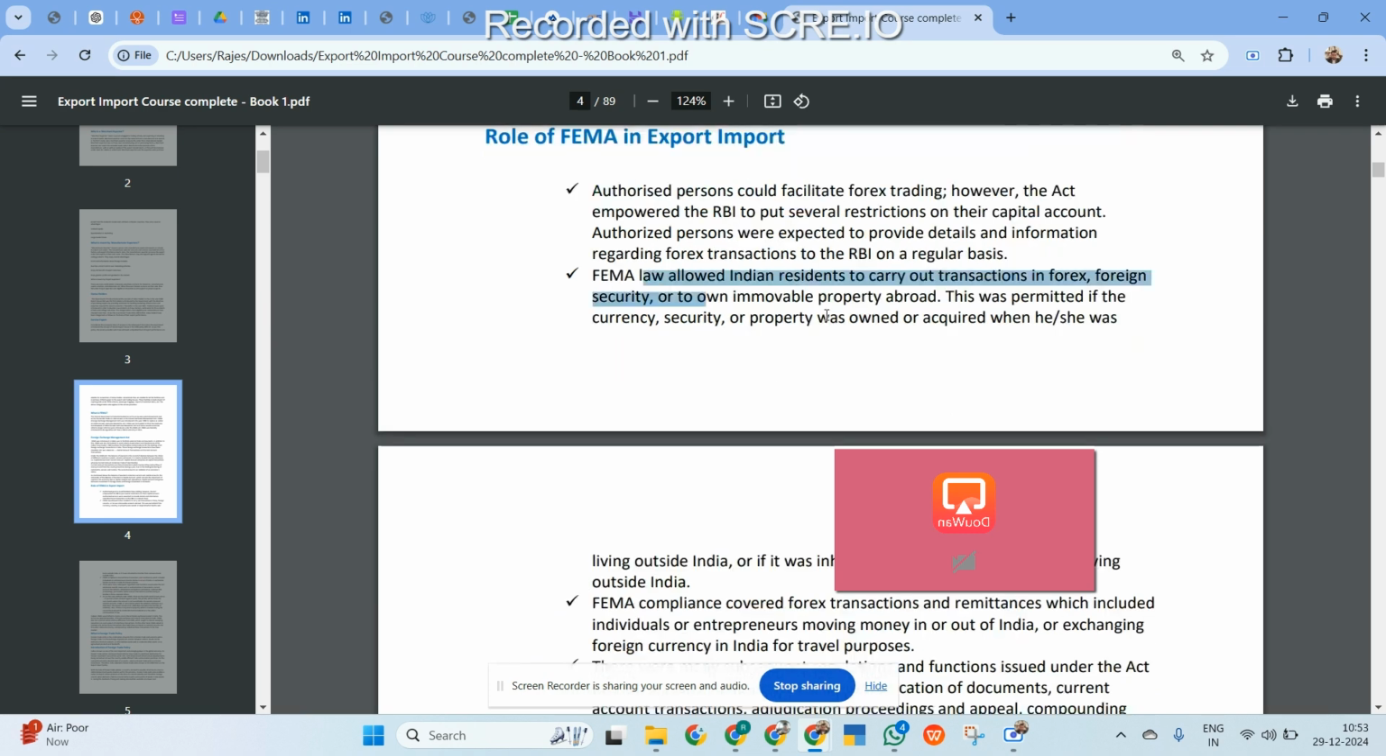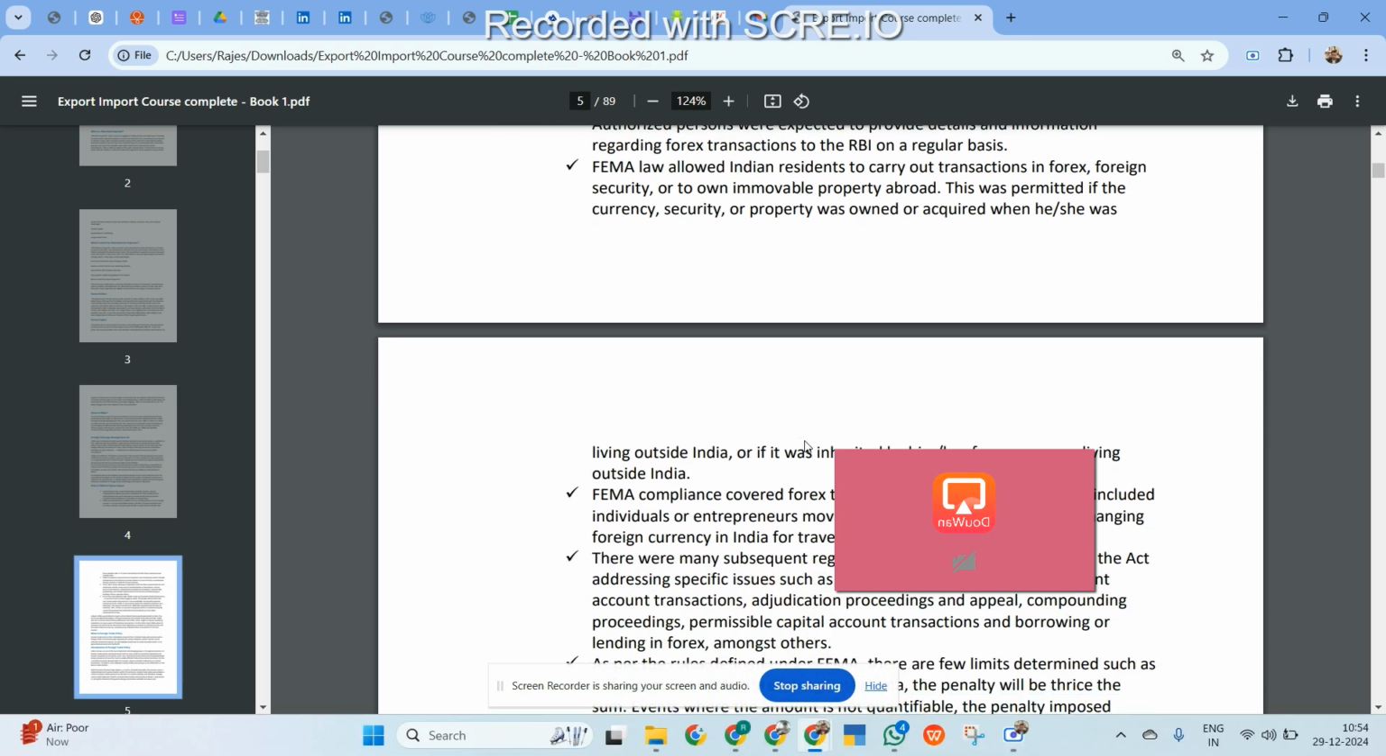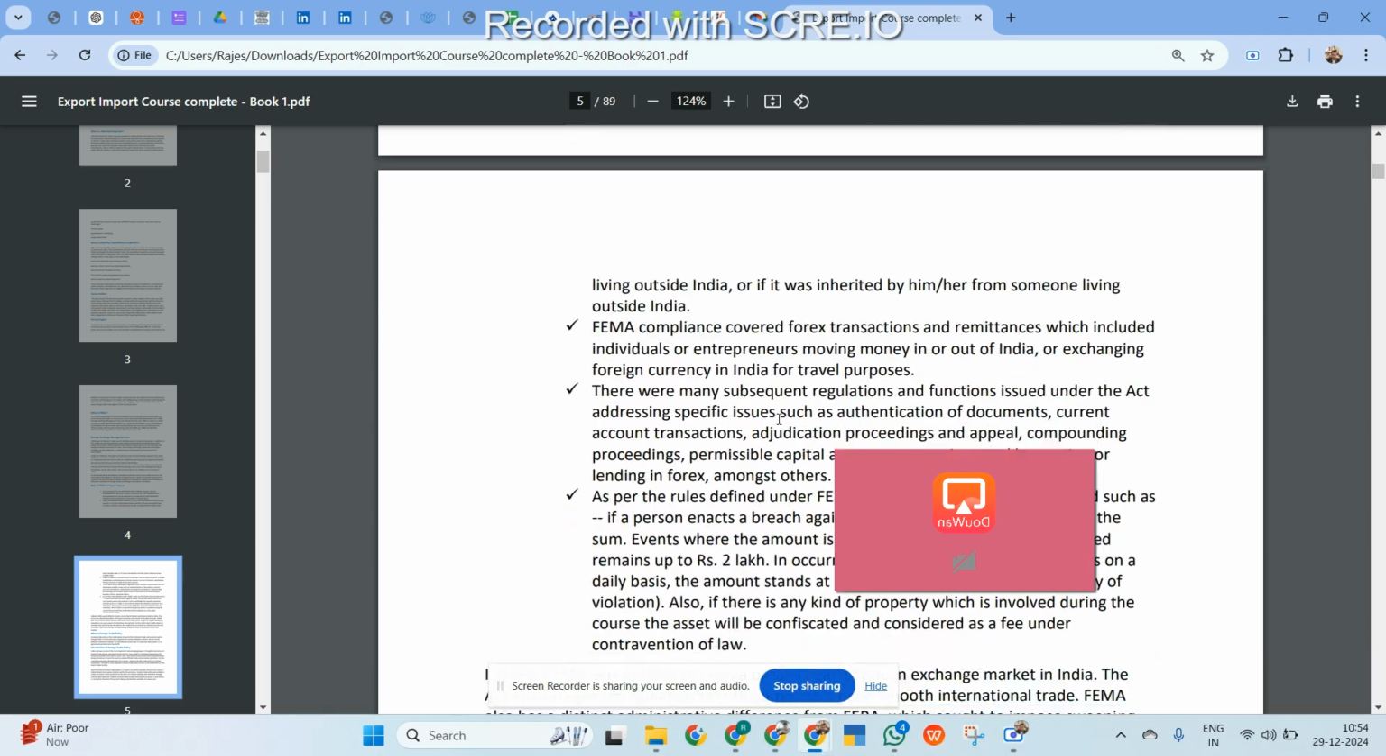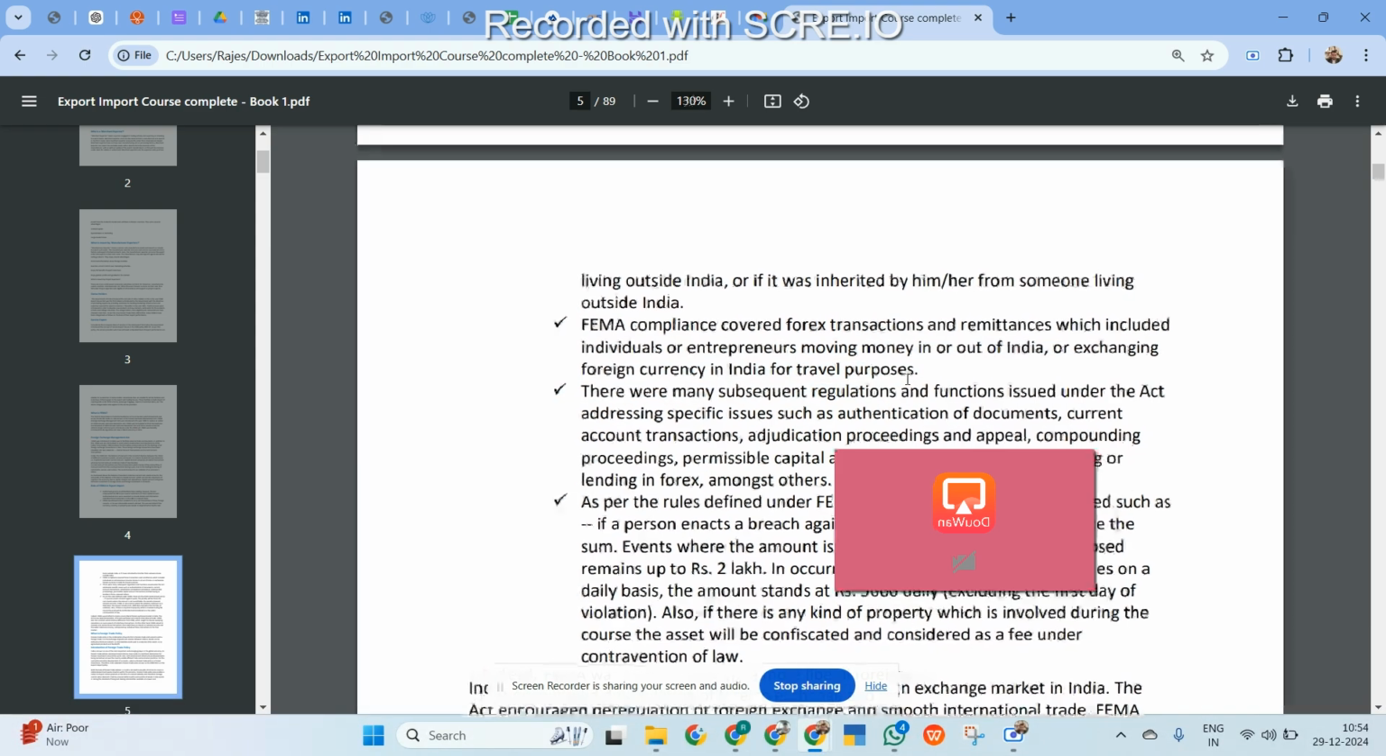FEMA allowed Indian residents to carry out a transaction in forex security or to own immovable property abroad. This is permitted if the currency, security or property was owned and acquired when he was living outside India. FEMA compliance covered forex transaction remittance, which includes individual entrepreneurs moving money in and out of the country.